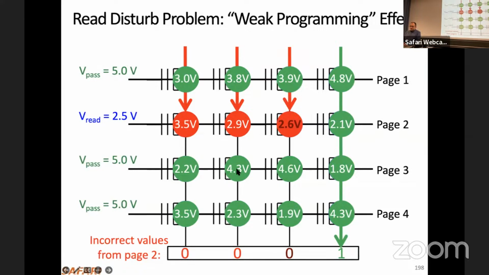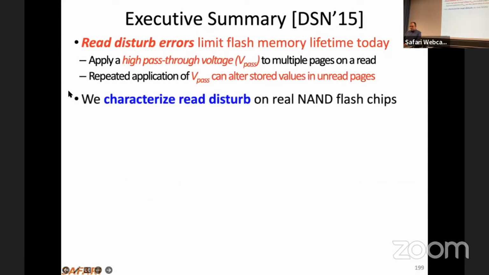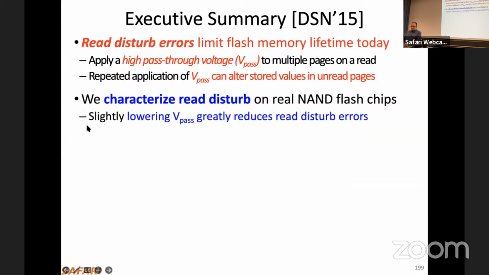Hopefully, you can fix these errors by ECC, but you cannot rely on your ECC capability all the time, essentially. So we also wanted to reduce the effect of this read disturbance error. We did some characterization, and we made a very interesting observation: slightly lowering the VPass greatly reduces read disturb errors. That's very interesting, I will show you a plot for that. And there are some flash cells that are more prone to read disturb.